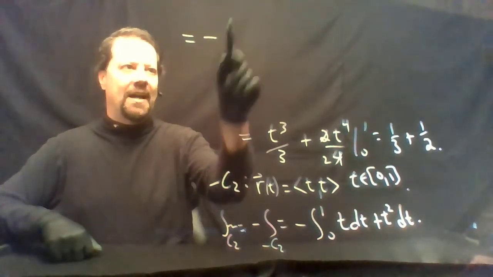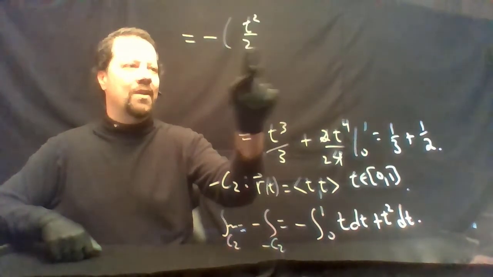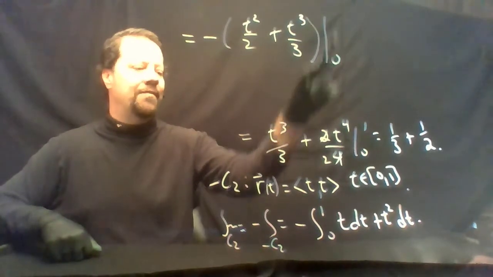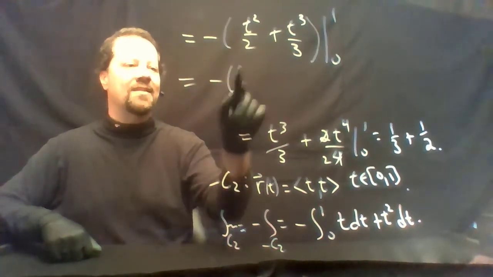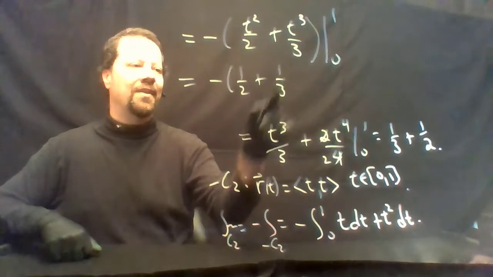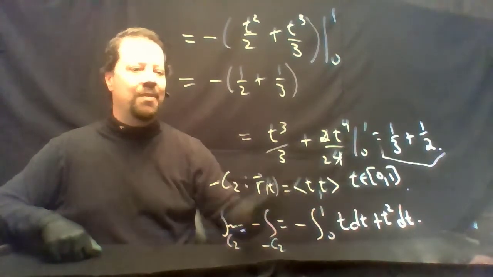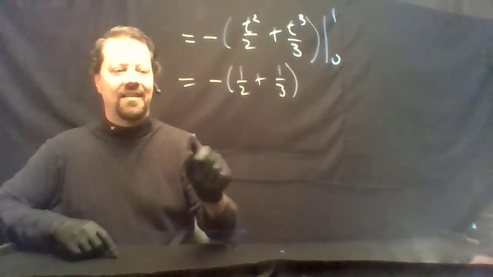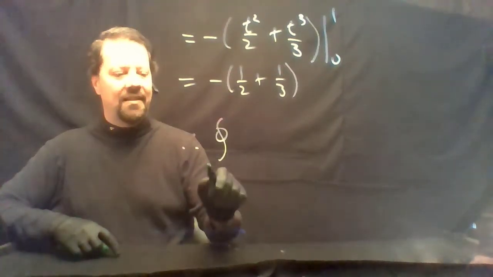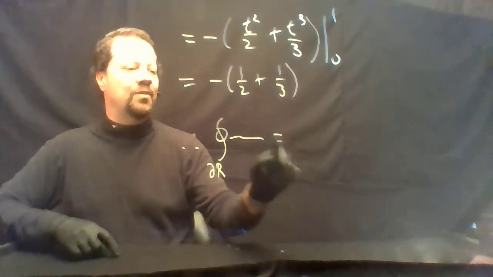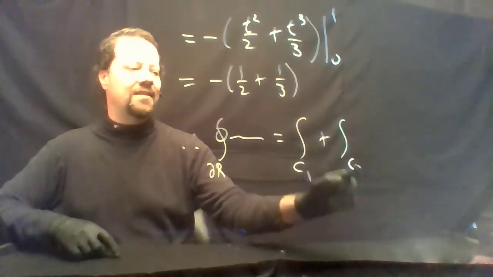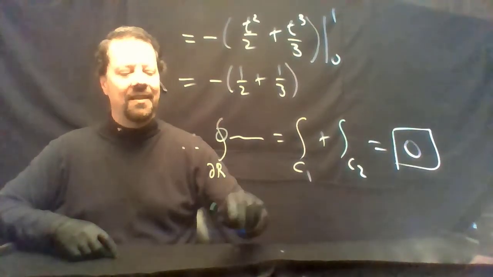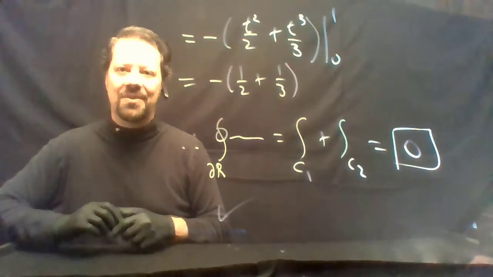This gives us then minus t squared over 2 plus t cubed over 3, evaluated from 0 to 1, or minus 1/2 plus 1/3. Adding that to the previous results, we get a total of 0. The boundary integral will be the integral on C1 plus the integral on C2, and we've seen that that has a sum exactly equal to 0. This verifies that Green's theorem is true.